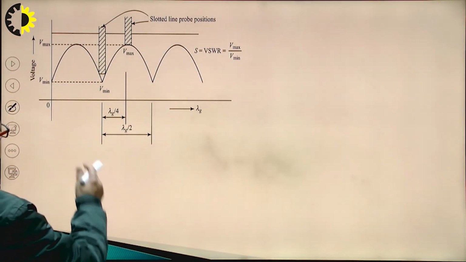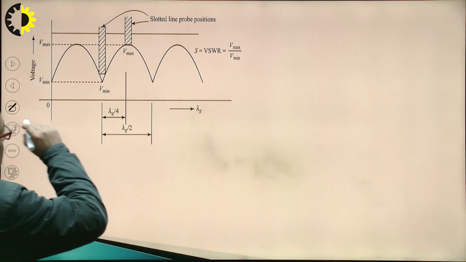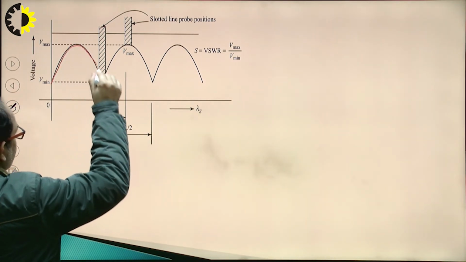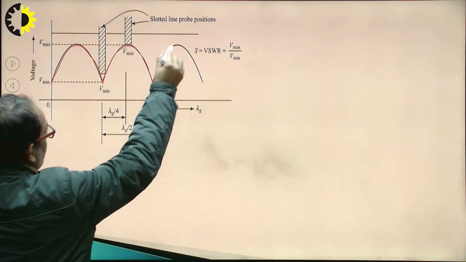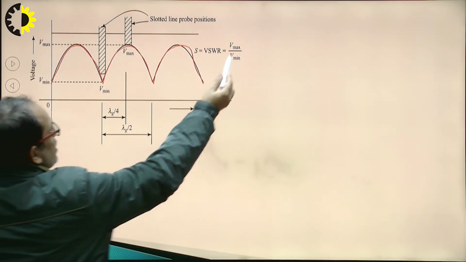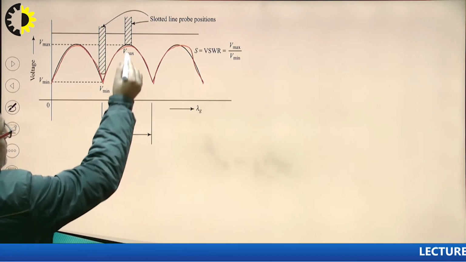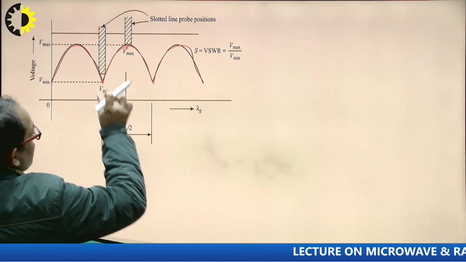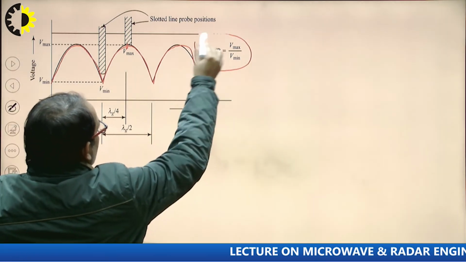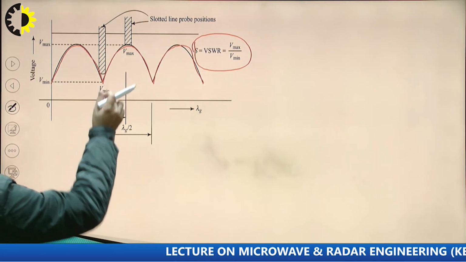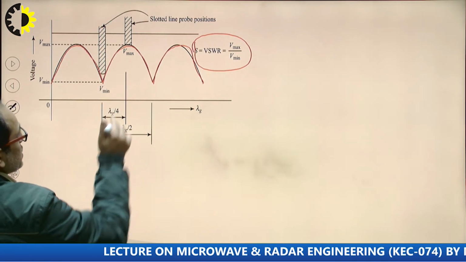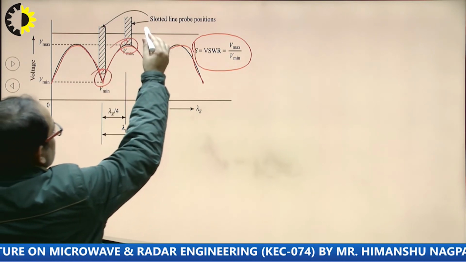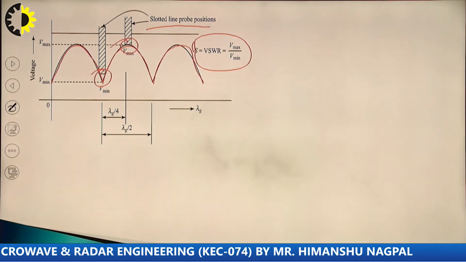Now see this one. First see this one. This is SWR equals Vmax upon V minimum. Vmax is this one, V minimum is this value. Vmax by V minimum shows the SWR, and I have to move the slotted line in such a way that the maximum will be obtained and the minimum will be obtained. These are the slotted line probe positions.